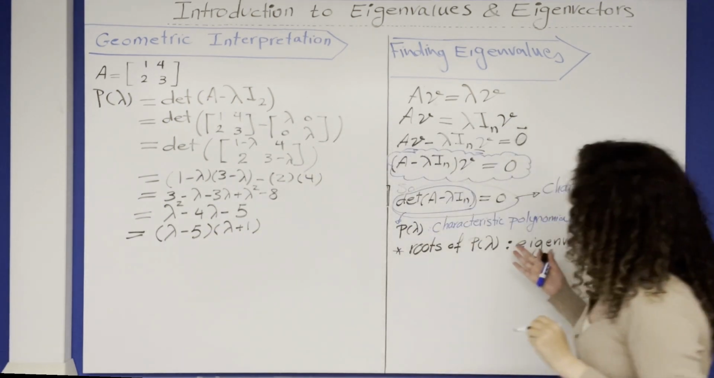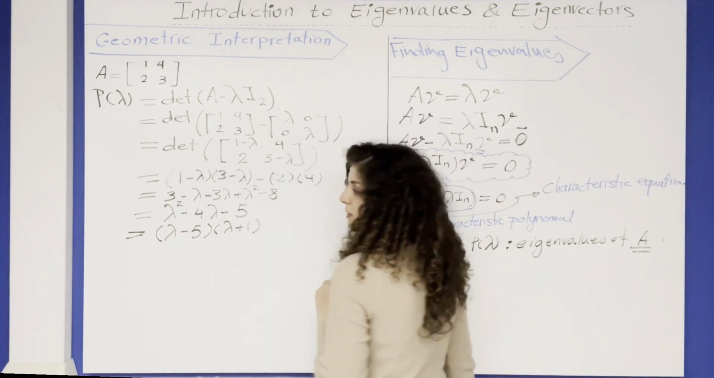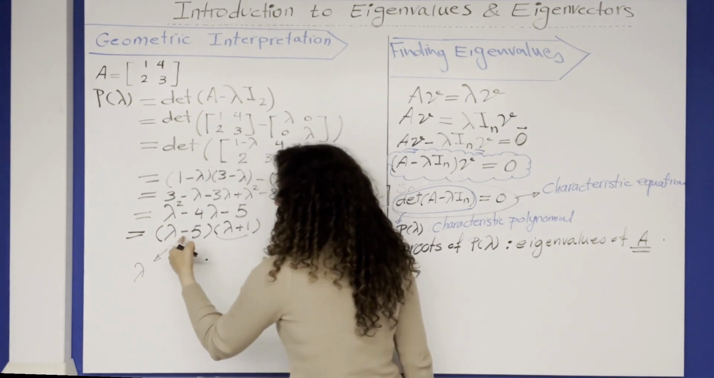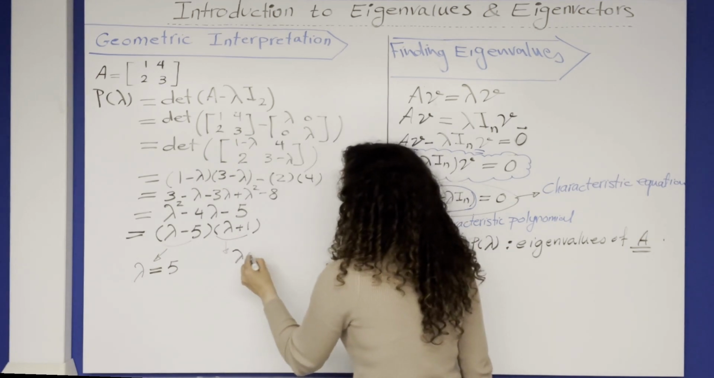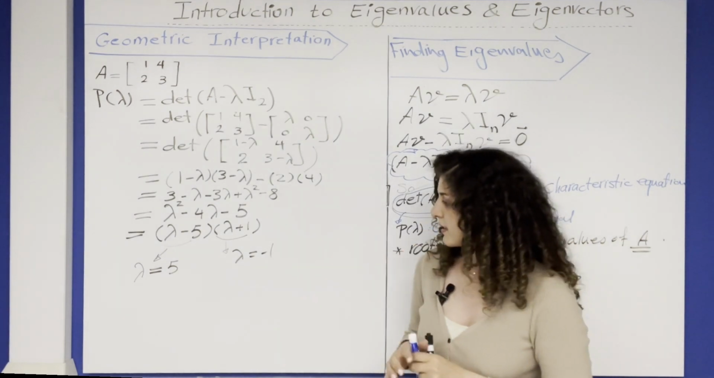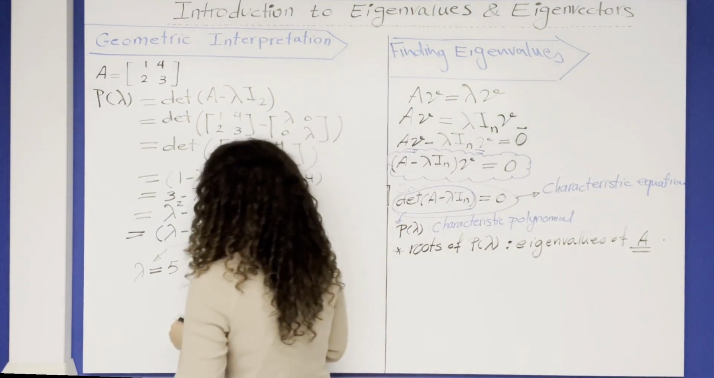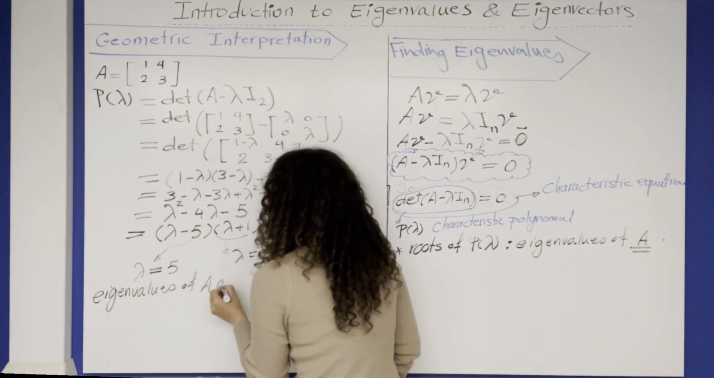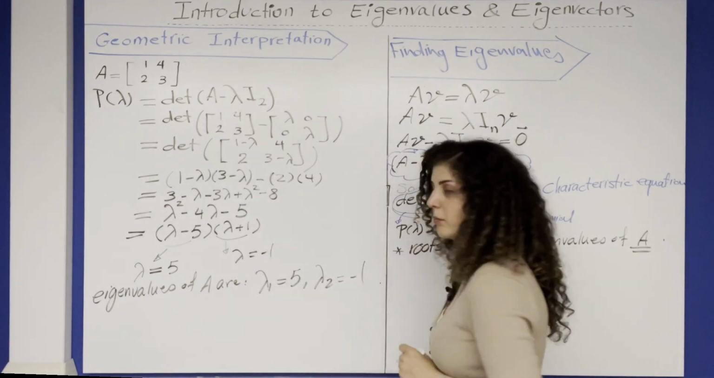And I know that the roots of this polynomial give me the eigenvalues. So if I set this to be 0, either this term is 0 or this term is 0. Setting this to be 0 gives me 5. Setting this one to be 0 gives me -1. And these are the two eigenvalues of this matrix. We already saw this in the example at the beginning, right? So the eigenvalues of A are lambda 1 being 5, lambda 2 being -1.